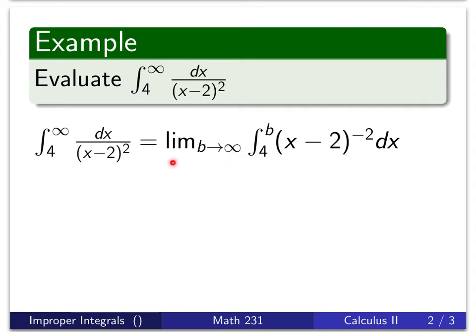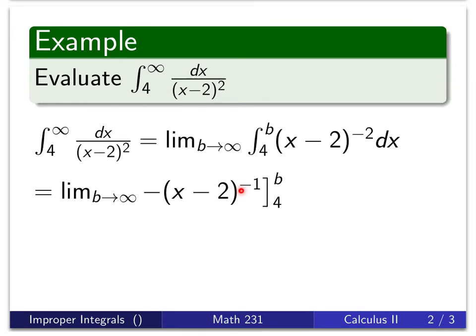Now, for a while, we completely ignore the limit. We take our integral and evaluate it just as we did before. We have an exponent of negative 2, and so what we'll do is add 1 to the exponent. We have a new exponent of negative 1. We can divide by our new exponent, negative 1, which is the same as multiplying by negative 1. Now we substitute our limits in, b and 4, and subtract.